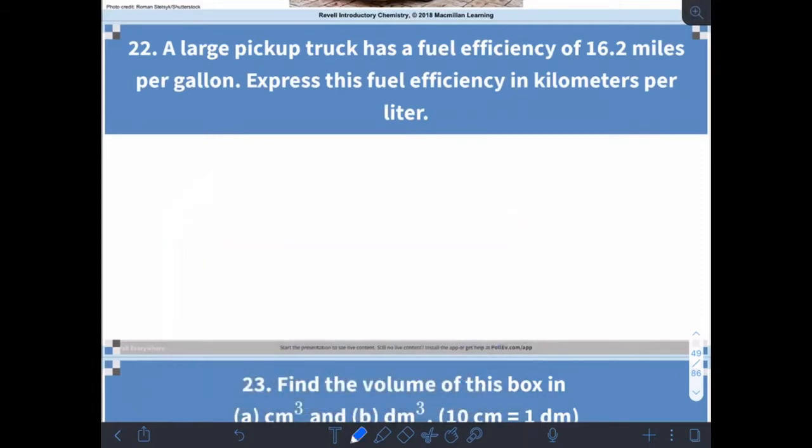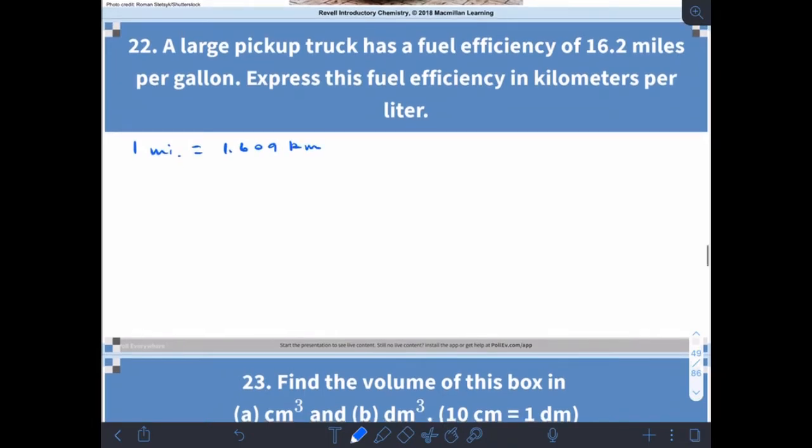Let's say our first conversion is 1 mile equals 1.609 kilometers. So I can write that, like I said in the previous video, as a ratio: 1 mile per 1.609 kilometers, or I can put the kilometers on top. Doesn't really matter. I'm going to use it how it suits me.